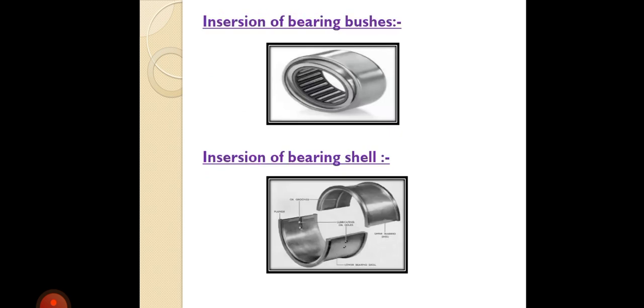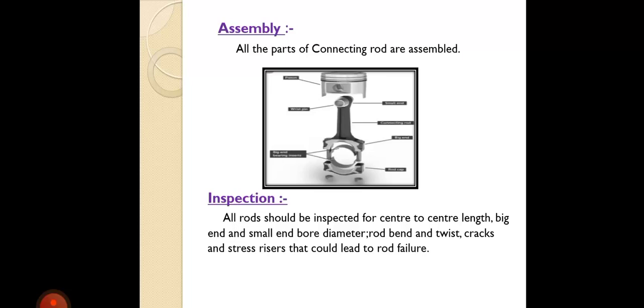Then after machining, the insertion of the bearing bushes. Both ends of the connecting rod are fitted with bush bearings. A phosphorus bronze bush with a solid eye is attached to the small end of the connecting rod. Then insertion of the bearing shell at the big end of the connecting rod. There is a bearing insert that is connected to the bearing cap. After that, next is the assembly of the connecting rod. That is, all parts of the connecting rod are assembled.